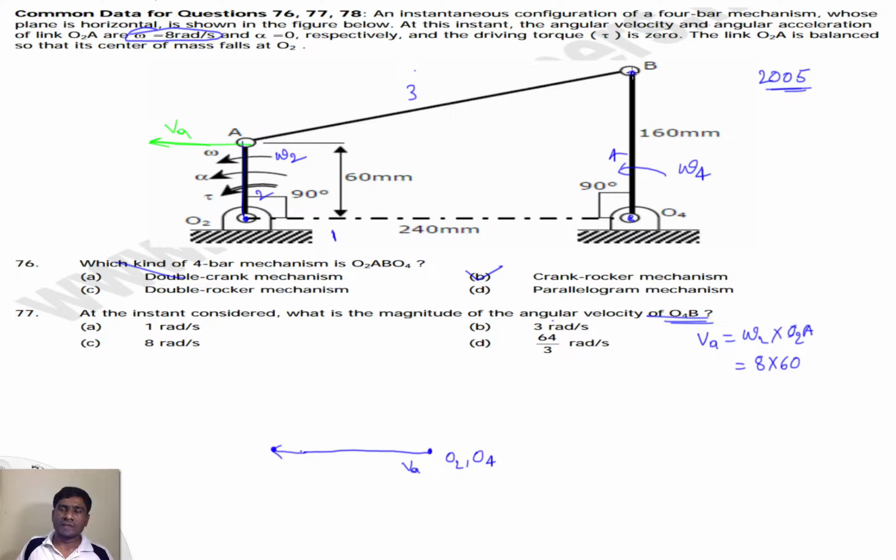And if I consider the velocity of B, in this instant link 4 is also rotating in the anti-clockwise or counter-clockwise direction, and link 4 here is fortunately perpendicular to the horizontal, so the velocity of point B in this case is again parallel to the horizontal.